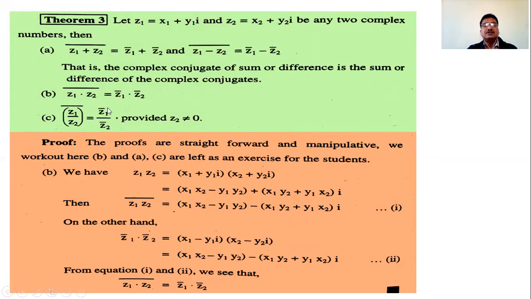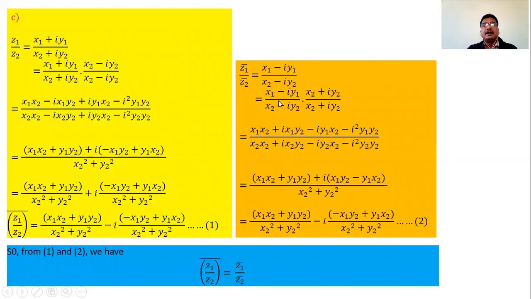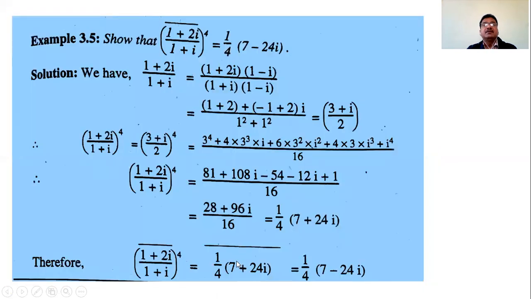Then find the RHS, that is z1 bar by z2 bar. So z1 bar is x1 minus iy1, z2 bar is x2 minus iy2. Then again rationalize the denominator. For x2 minus iy2 the conjugate factor is x2 plus iy2, multiply and divide by the same. Multiply, and we have the same answer here. Observe 1 and 2, and so from 1 and 2, we have the conjugate of z1 by z2 is equal to z1 bar by z2 bar.